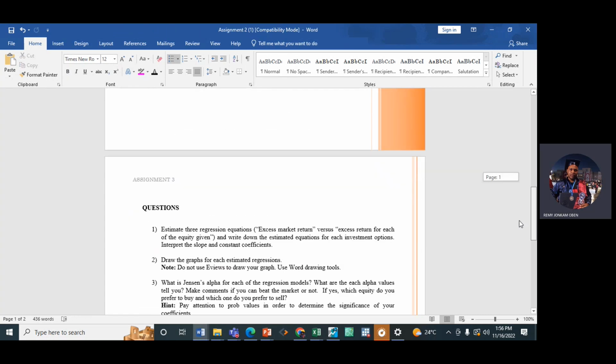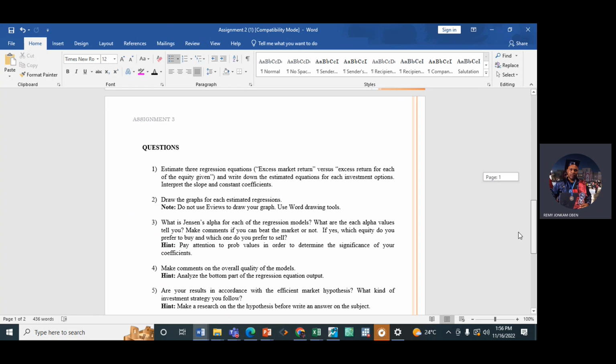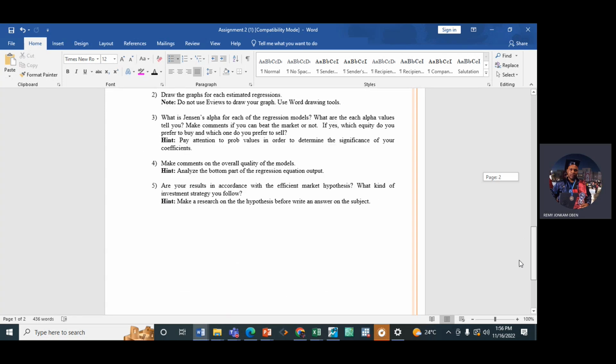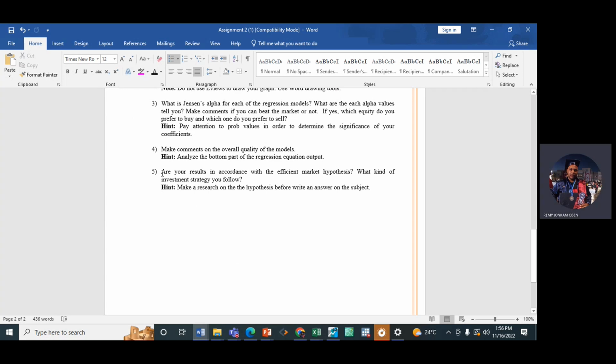So what you should do is answer these questions. And I can remember, I'm going to change some things here. I can remember question 5, they are asking you here, are your results in accordance with efficient market hypothesis? So you should tell me if the market is efficient or not. And to know if the market is efficient, you should check alpha. Is alpha significant or not? If it is significant, market is not efficient. If it is not significant, market is efficient.